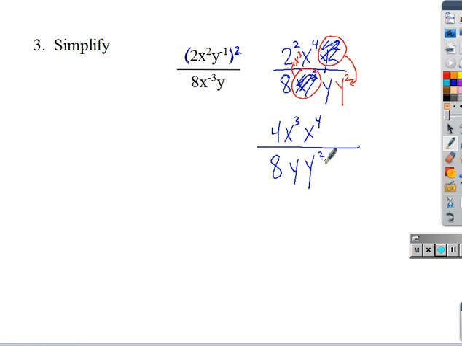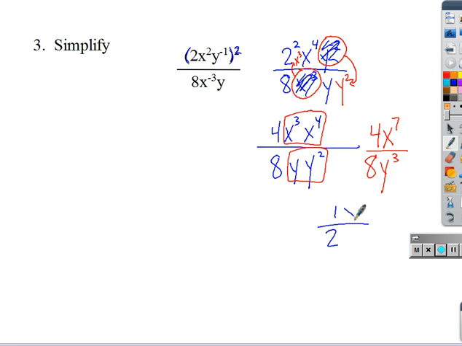Finally, I want to simplify and reduce where I can. So simplifying on top would give me x to the 7th. So 4x to the 7th. Simplifying on the bottom will give me y to the 3rd. So 8y to the 3rd. And like I said, the final step then would be to reduce if I can. X and y cannot reduce with one another, however 4 and 8 can. That would leave me with 1 over 2 and x to the 7th, y to the 3rd as my best answer.